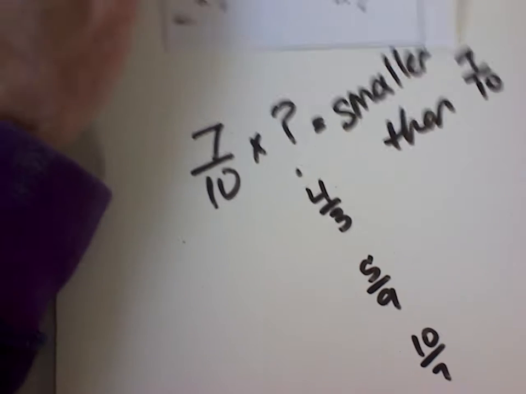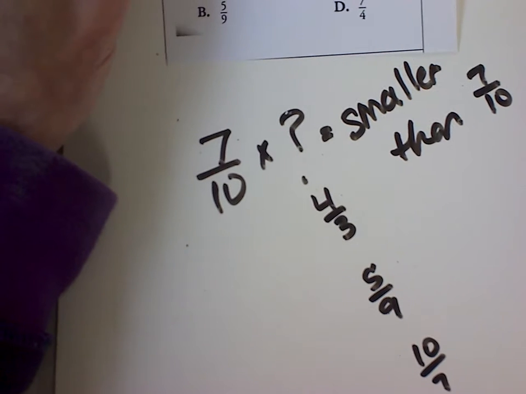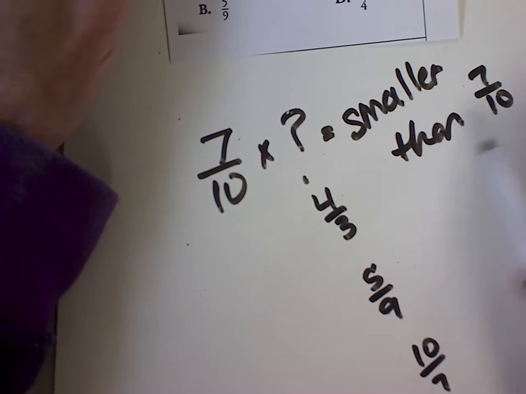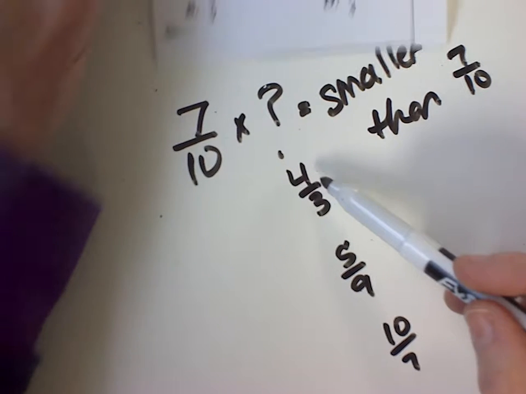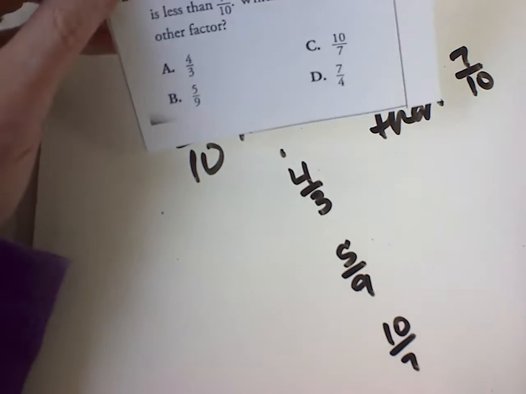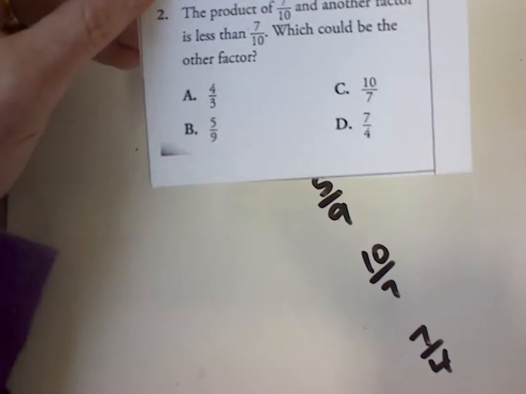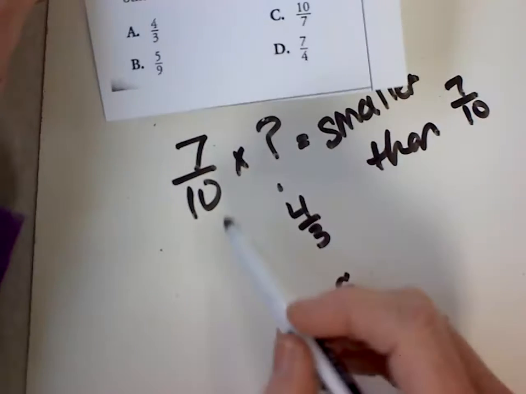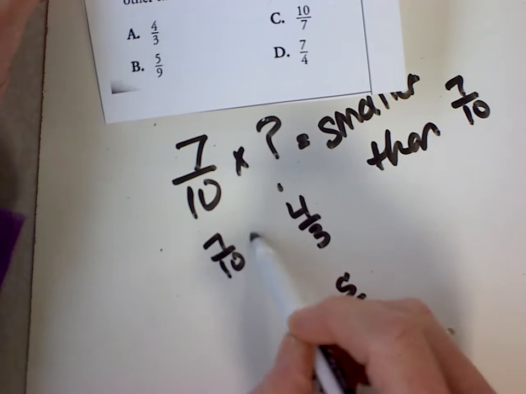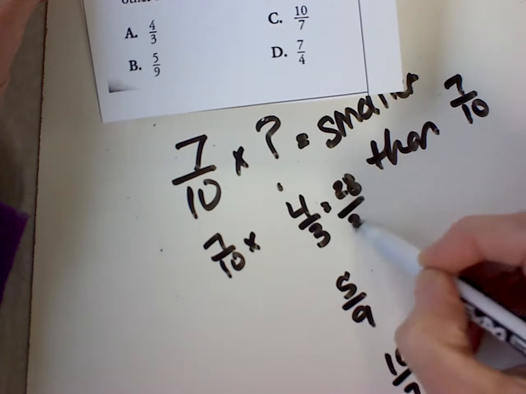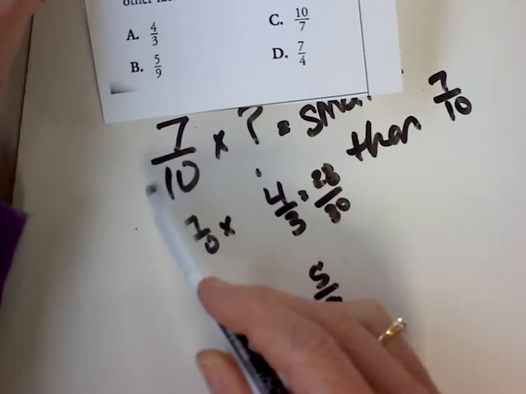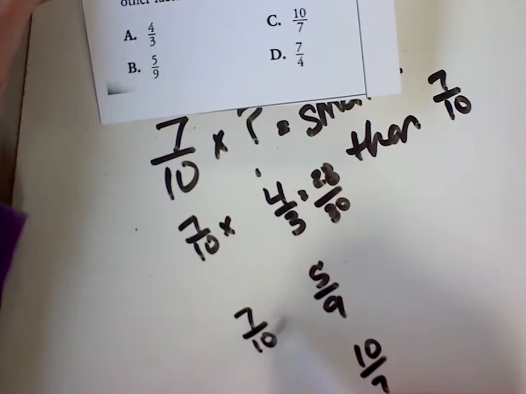So here we have 7/10 times what will give us something smaller than 7/10. And you remember from when we looked at this in the last video, 4/3, 5/9, 10/7, and 7/4. Well, those are my answer choices for A, B, C, and D. So I'll bring down my 7/10 and just work each of these out. And I get 28 over 30. Bring down my 7/10 again.